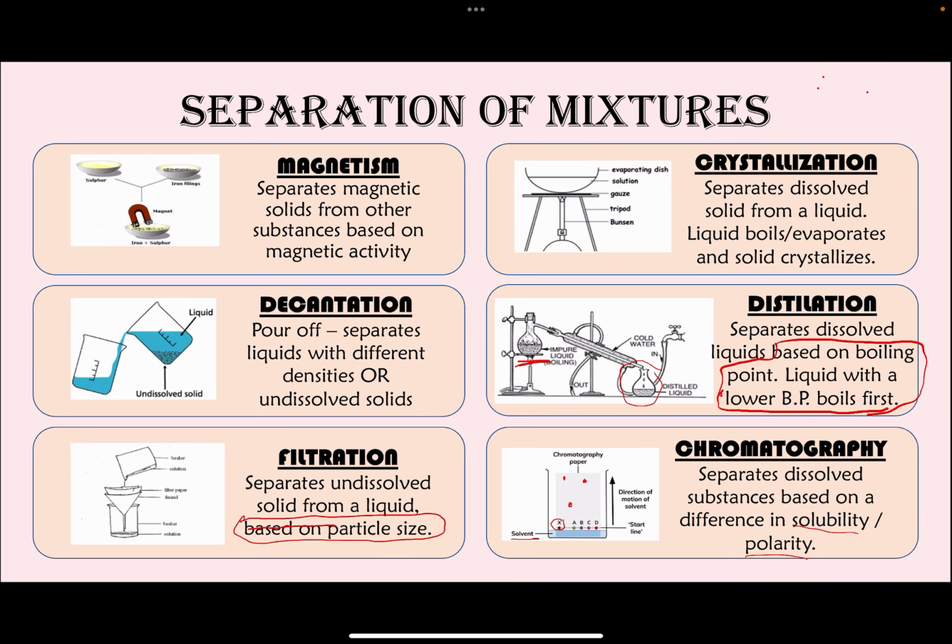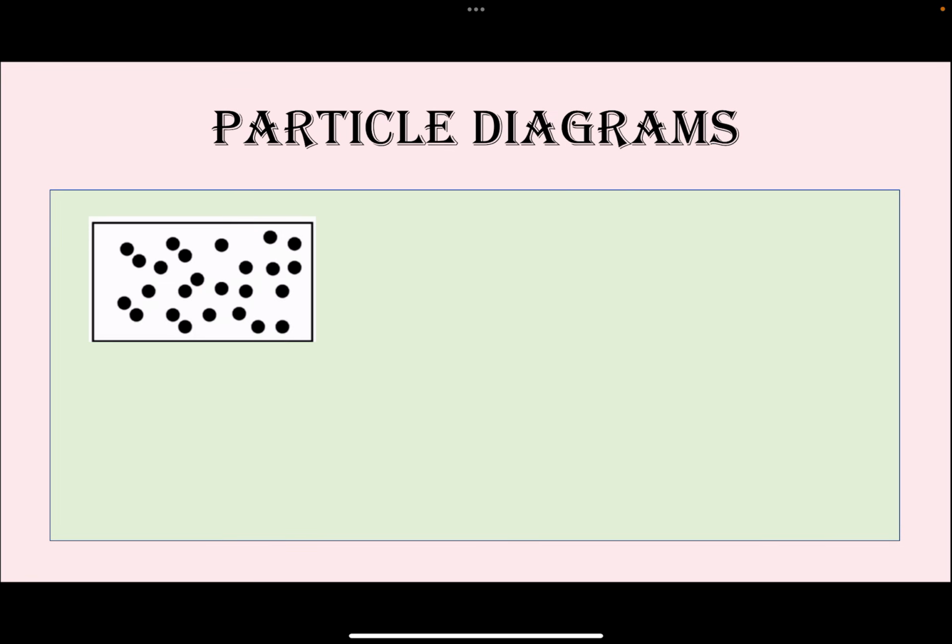Once again, please make sure that you memorize all of them. The next thing that we want to know about matter is something called the particle diagrams. So we can be given a particle diagram that looks something like this. Now, a very, very important thing to remember about particle diagrams is that when you see this one dot, this represents an atom.